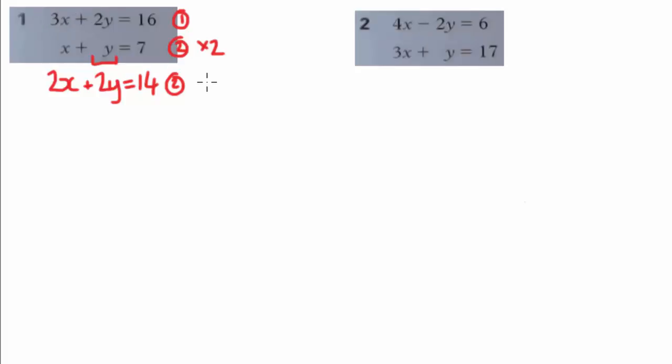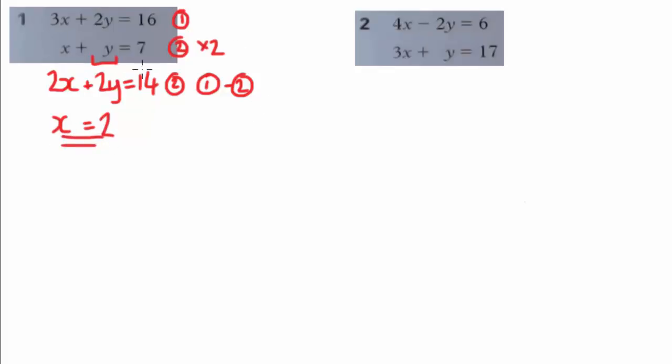So what we can actually now do is take this equation away from this equation. If we get equation 1 and subtract equation 2 from it, what would happen there is 3x minus 2x gives you x. You then have 2y minus 2y, which is nothing, and 16 minus 14 equals 2. So straight away we've now got x equals 2.